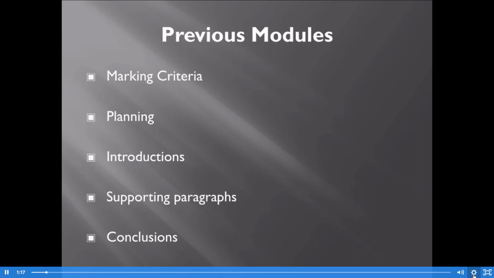In the previous modules, we looked at the marking criteria, how to think like an examiner. We looked at how to plan our essays and the importance of planning, how to write introductions, supporting paragraphs, and conclusions. Now we are going to apply this specifically to opinion or agree or disagree essays. So you must understand these things and have fully understood these modules before doing this module. If you skip through anything, go back and make sure that you've completed everything.